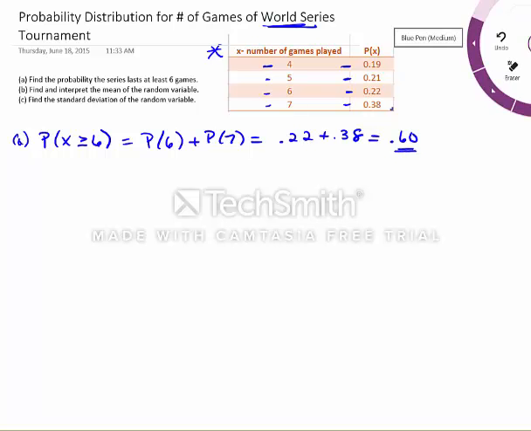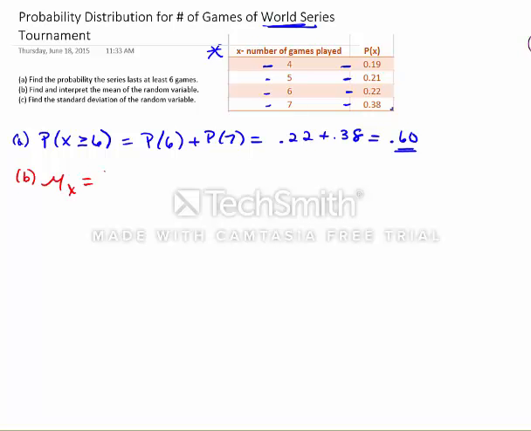In Part B, we're asked to find the mean value of the random variable x. Mu sub x can be found by taking the summation of each value times its probability. In this case, that would mean 4 times its probability 0.19, plus 5 times its probability 0.21, plus 6 times its probability 0.22, plus 7 times the probability of 7 games, 0.38. This will give us 5.79.